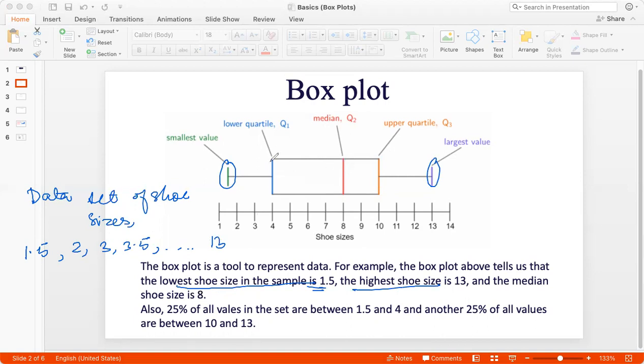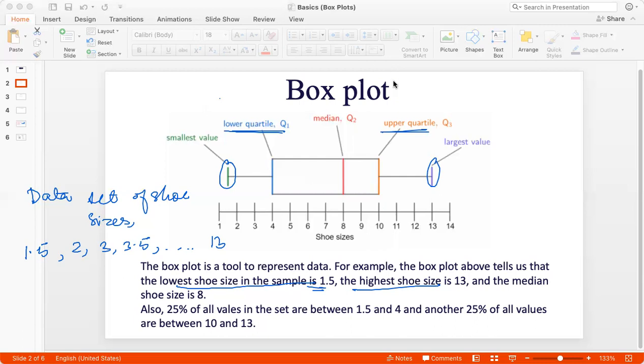The left edge of the box is the lower quartile, Q1, and the right edge of the box is the upper quartile, Q3. What does that mean? That means that 25% of all values would be between 1.5 and 4. Another 25% would be between 4 and 8. Another 25% would be between 8 and 10. And another 25% would be between 10 and 13. It only tells me the distribution, remember. It doesn't tell me the total number of values.